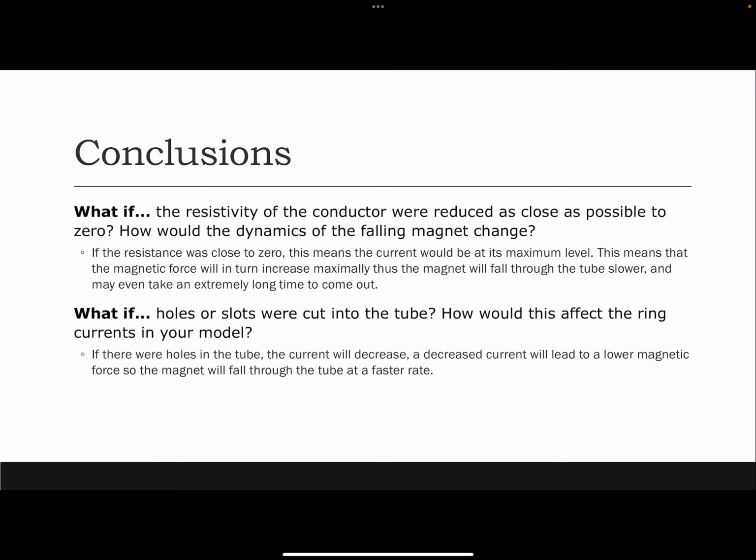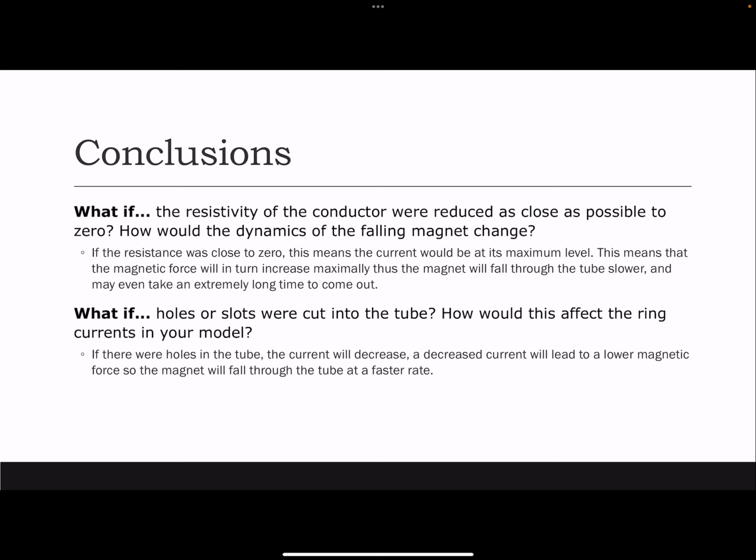So to conclude, the first what if question is, if the resistance was close to zero, this means the current would be at its maximum level. So this means that the magnetic force will in turn increase maximally. Thus, the magnet will fall through the tube slower and may even take an extremely long time to come out.